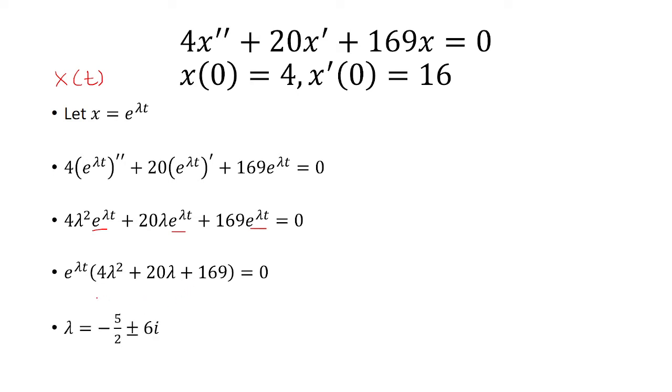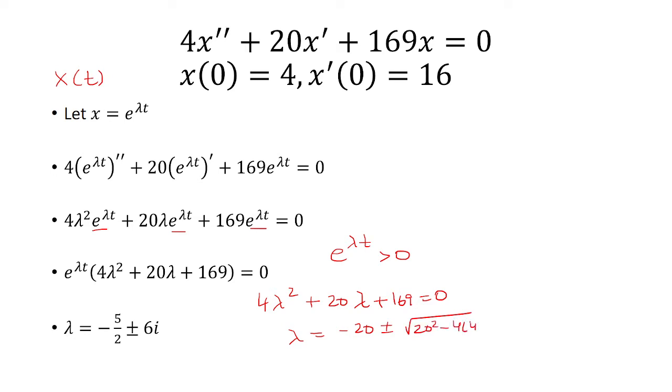And here, e to lambda t is always going to be positive. So I did skip a couple steps. I set 4 lambda squared plus 20 lambda plus 169 equal to 0. And for this, I had to use the quadratic formula, which is negative b plus or minus the square root of b squared minus 4ac, all over 2a. And so that simplifies to negative 5 over 2 plus or minus 6i.